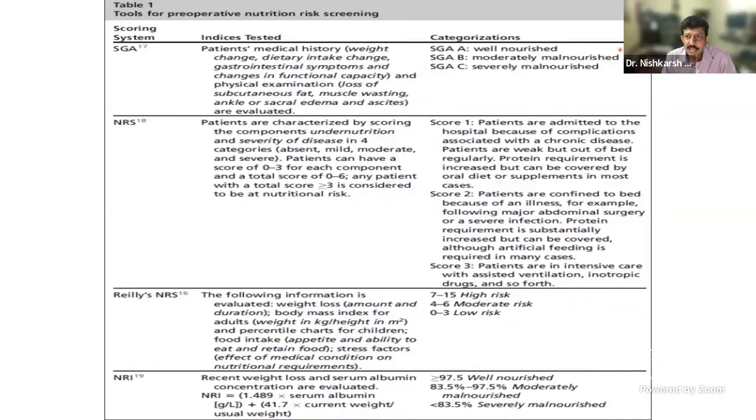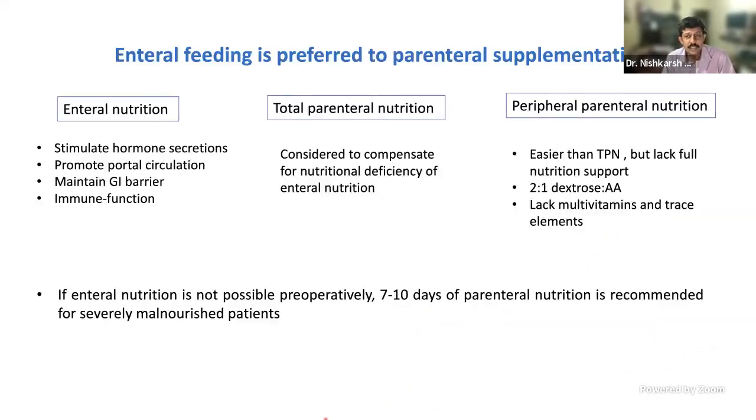SGA categorizes patients as A, B, C. A is well-nourished and C is severely malnourished. NRS will categorize as score 1, patients admitted to hospital because of complications, and score 3, patients in intensive care with assisted ventilation. Similarly, for NRI, more than 97.5 is well nourished and a score of less than 83.5 is severely malnourished. It has a score based on serum albumin and current weight over usual weight, and there is a formula for that. So the important thing is, once we decide, we know that the patient will mostly be malnourished.